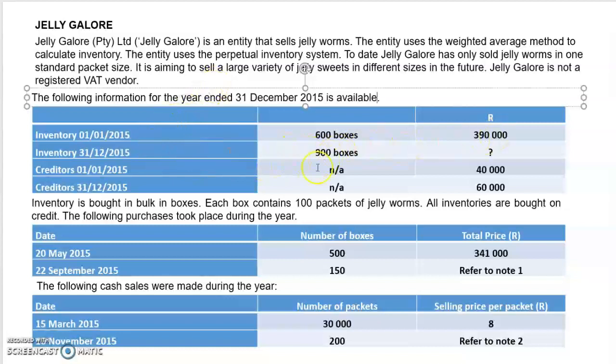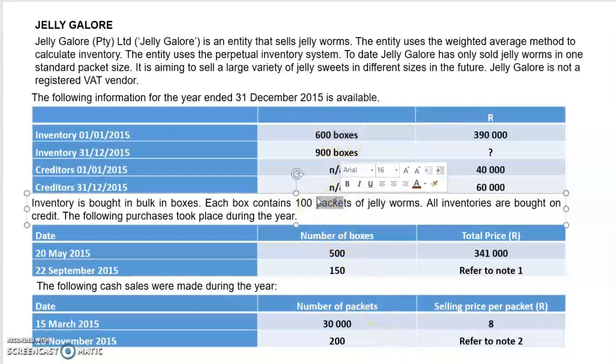Okay, I've got the inventory 900 boxes, creditors in the beginning, creditors at the end. Inventory is bought in bulk in boxes. Each box contains 100 packets of jelly worms. Now, if you can remember correctly, they gave us the hint and they said, whenever you're going to work out unit prices, work in packets and not in boxes. So we have to convert all these boxes into packets, and there's 100 packets in a box. All inventories are bought on credit. The following purchases took place during the year.